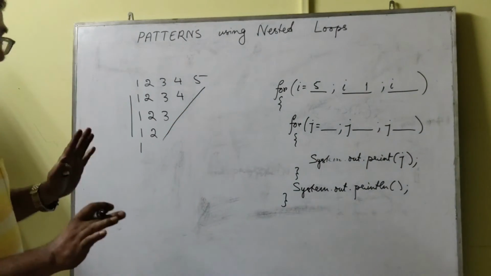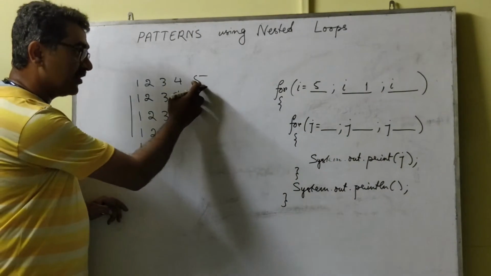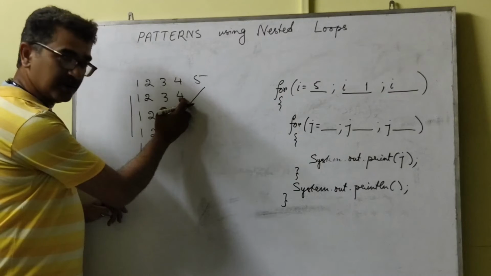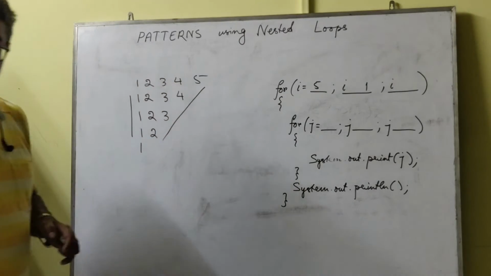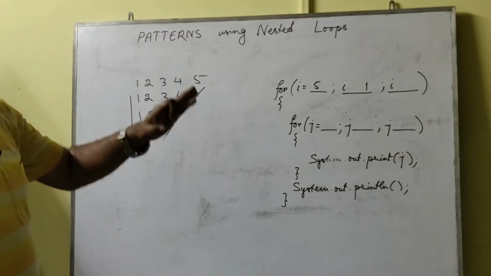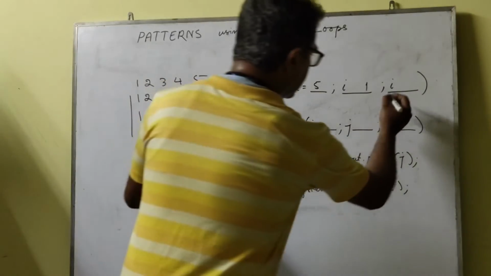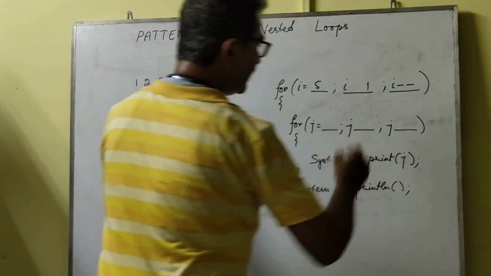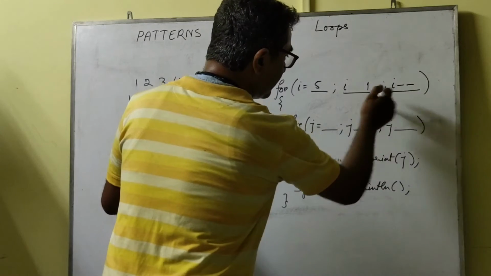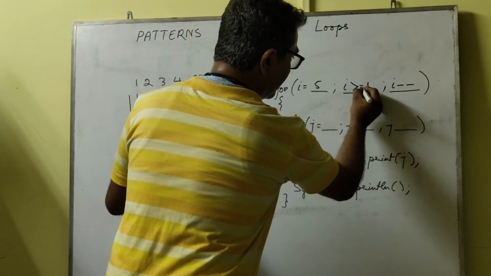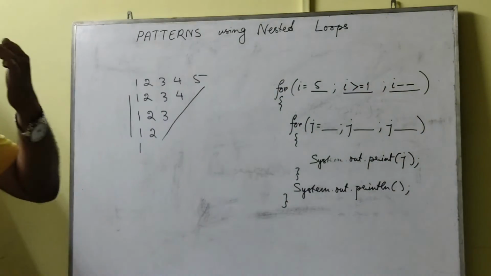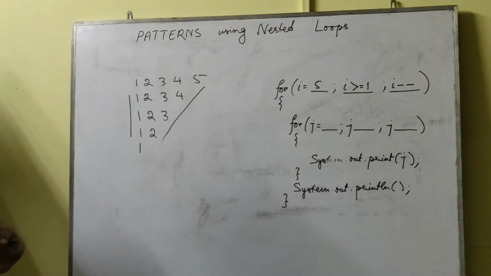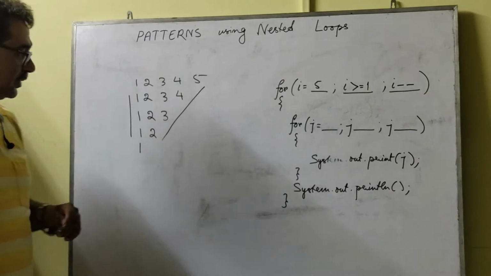Now, we can easily determine something. From 5, how do we get 4? From 4, how do we get 3? Of course, by subtracting 1. So, naturally, the value of I should be decremented. And whenever you go for decrementing, it should be greater than or equal to. Only then it should be decremented. So, we know how to get the outer loop.